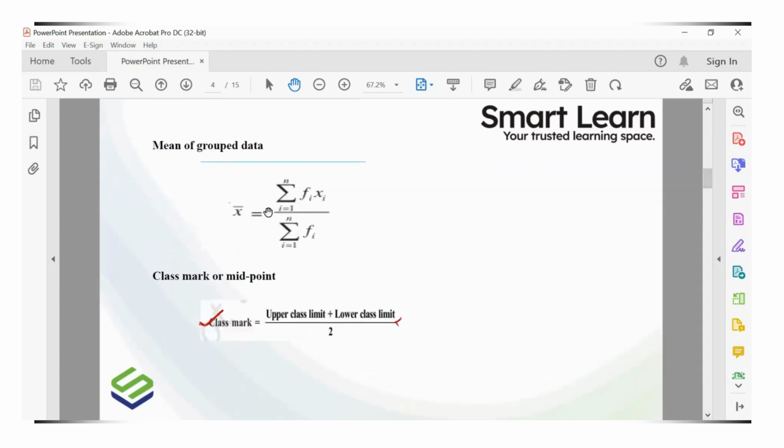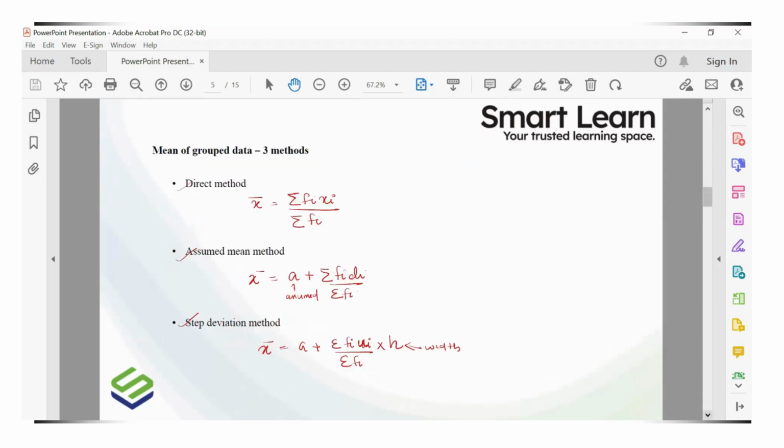Mean I will discuss next page. Class mark or midpoint means class mark is upper class limit plus lower class limit by 2. So here, first we are studying mean. Mean is the average. Now we have three methods. First is the direct method. Second is the assumed mean method. Third is the step deviation method.